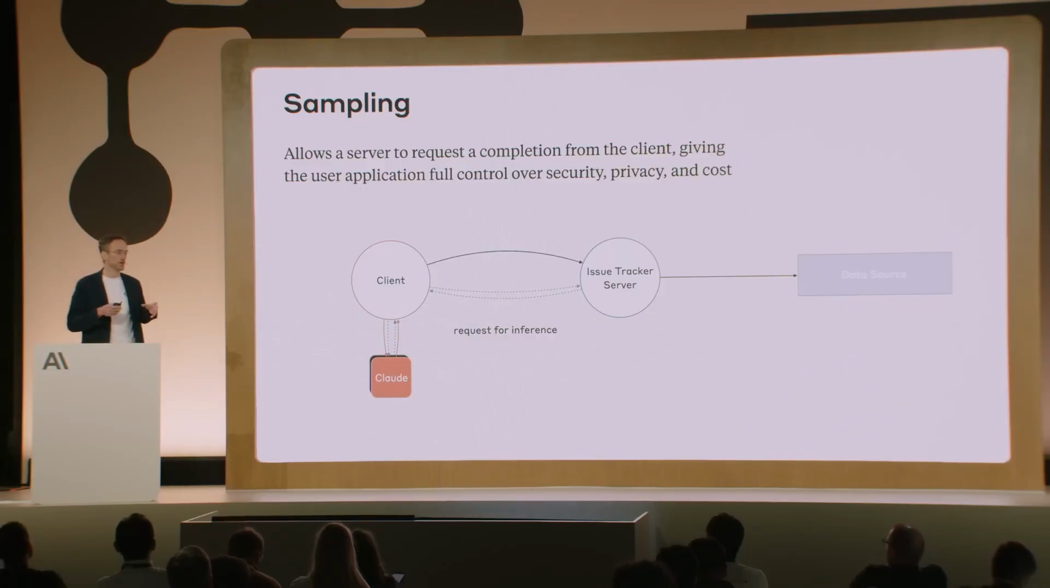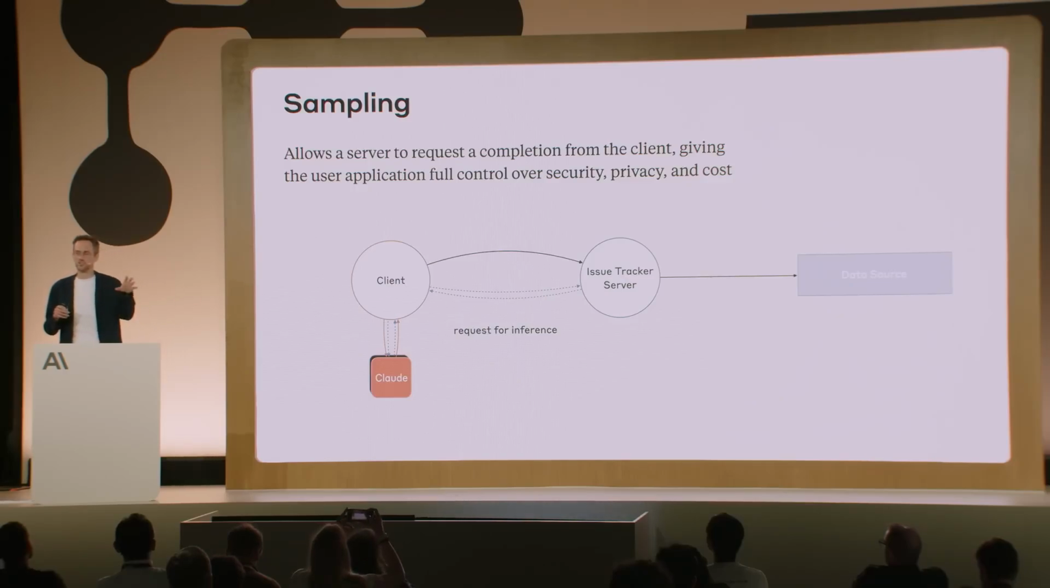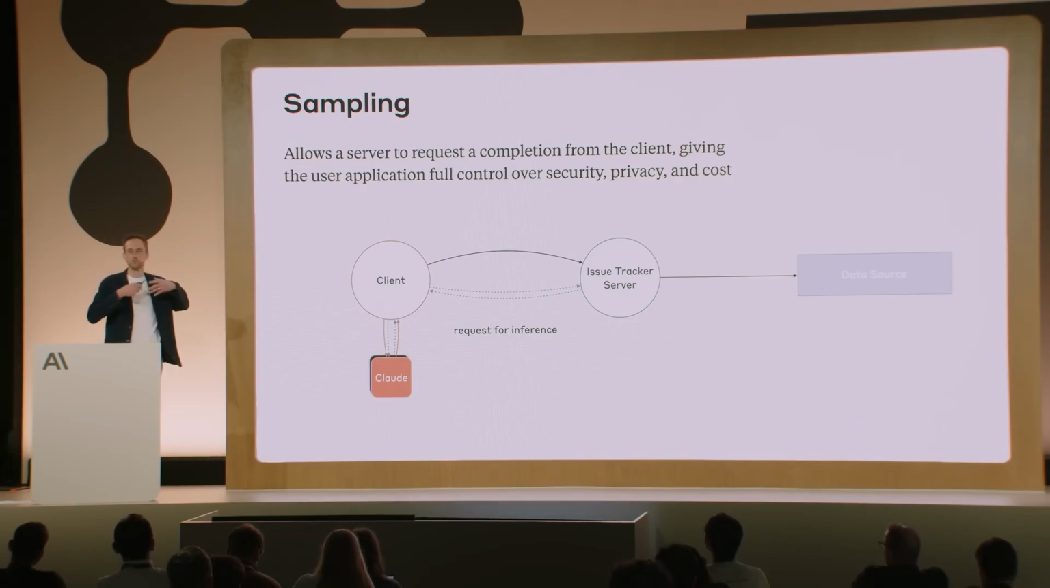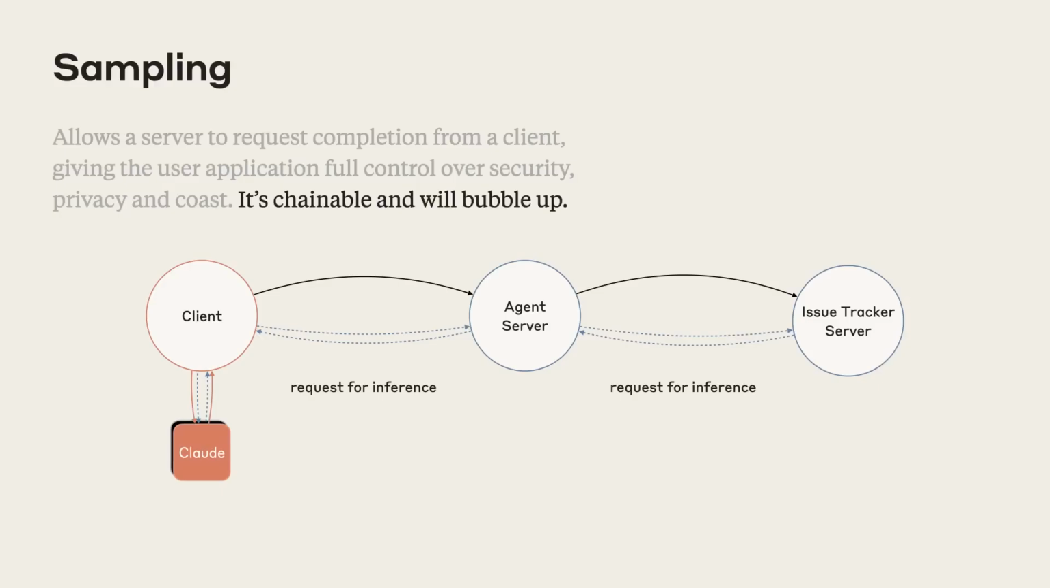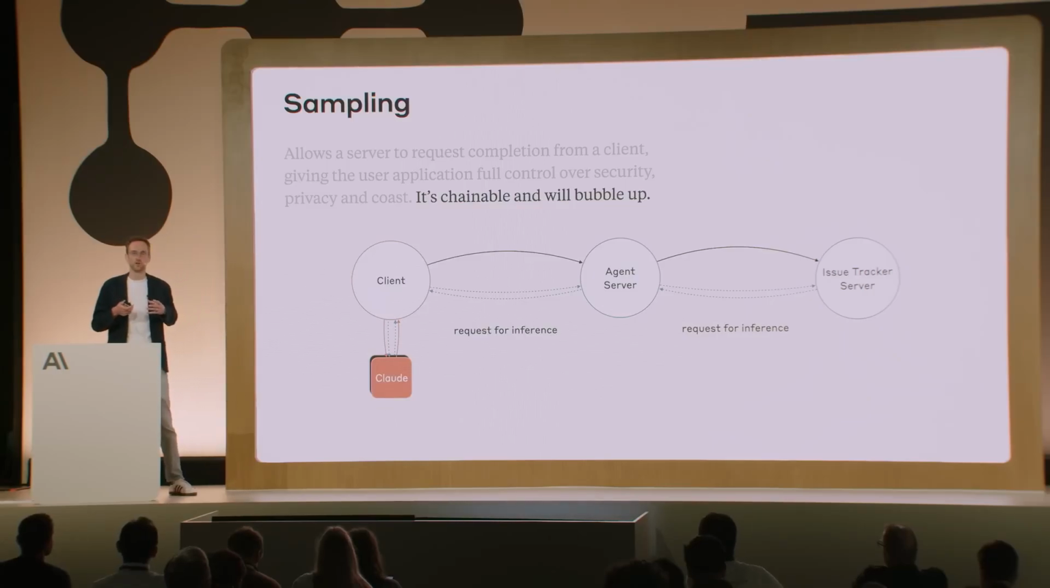And what does this do? It does two things. First of all, it allows the client to get full control over the security, privacy, and the cost. So instead of having to provide an additional API key, you might tap into the subscription that your client might already have. But it also allows a second part, which is that if you chain MCP servers in an interesting way, it makes this whole pattern very recursive. And what do I mean by that?